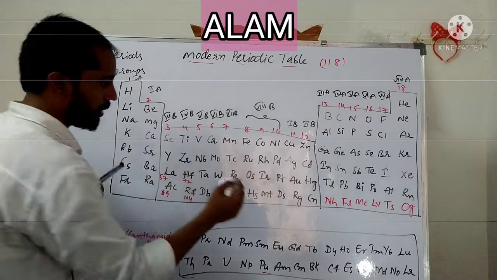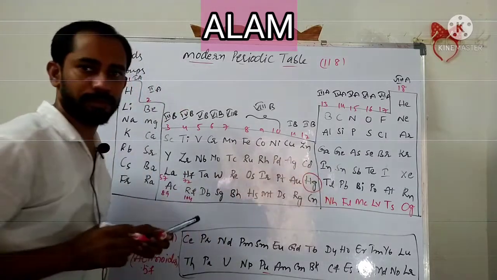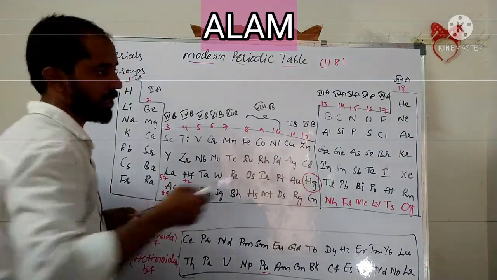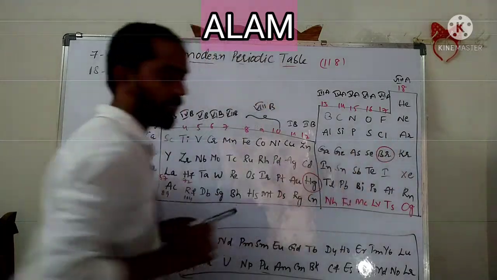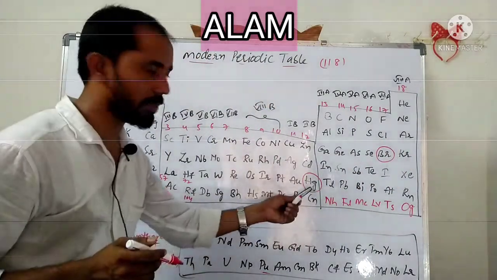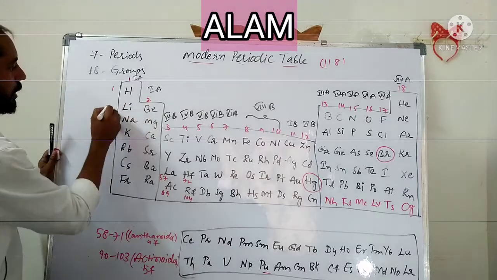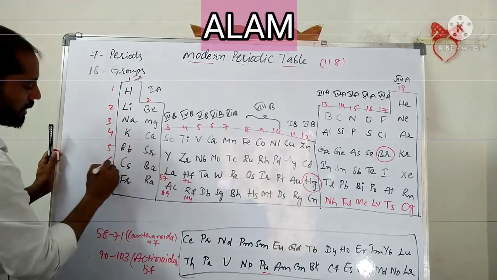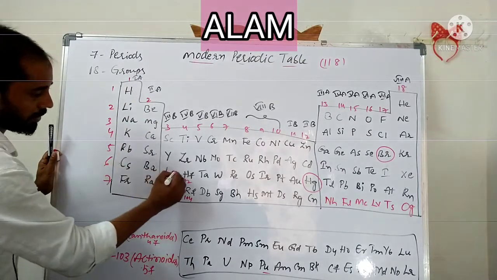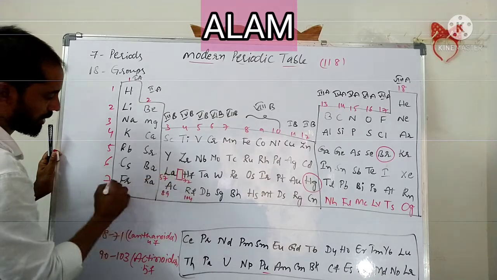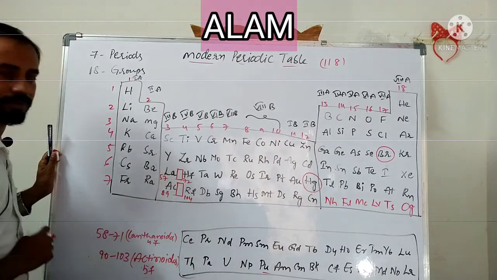Next, here the liquid metal is mercury, the liquid non-metal is bromine. And here are periods 1, 2, 3, 4, 5, 6, 7. In the 6th period here are the lanthanides, and in the 7th period here are the actinides.